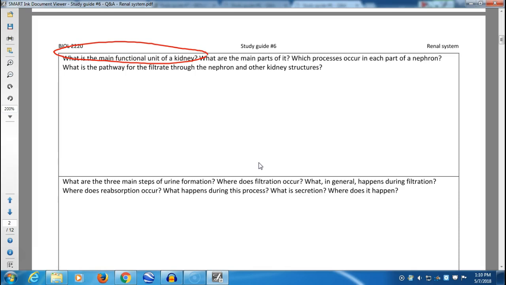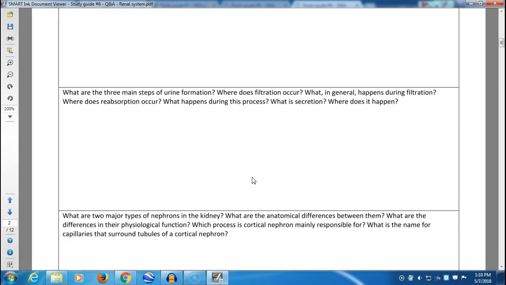We're clear? Okay? From the distal convoluted tube, where does filtrate go? Collecting ducts. Okay? 3 main steps: filtration, reabsorption, and secretion. Nothing more than that. Okay? Please, don't create new steps. Right?